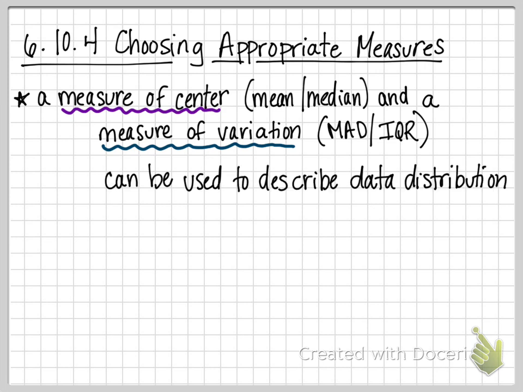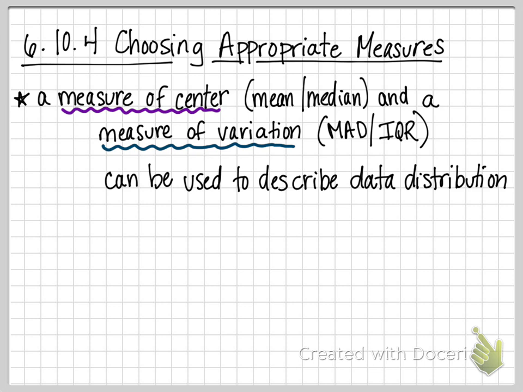We can use these to describe data distribution. That's what we've been doing all chapter. Using the mean, using the median, using the MAD, using the IQR, the range, the mode, right? All those things. But there are more appropriate measures to use with certain types of distribution and less appropriate types to use.